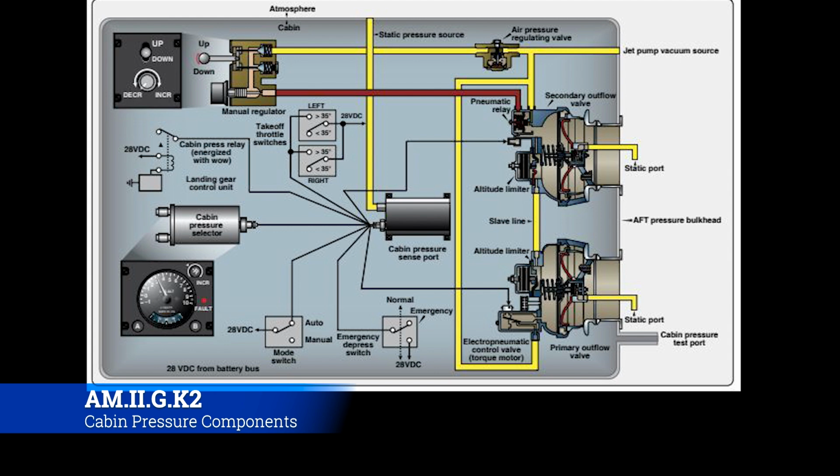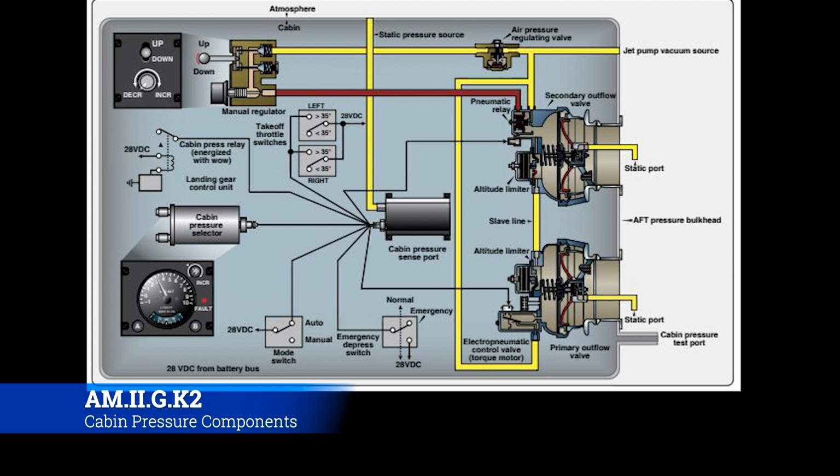And then we're also going to look at what the cabin pressure selector is. What does the crew want the pressure at? And then that pressure sense port is going to more or less open and close those valves to try to keep the pressure where it wants to be. And that's basically the gist of the system. A lot of the other stuff on this graphic is just the relays and things like the emergency depress switch, your mode switch, and your takeoff and throttle switches.